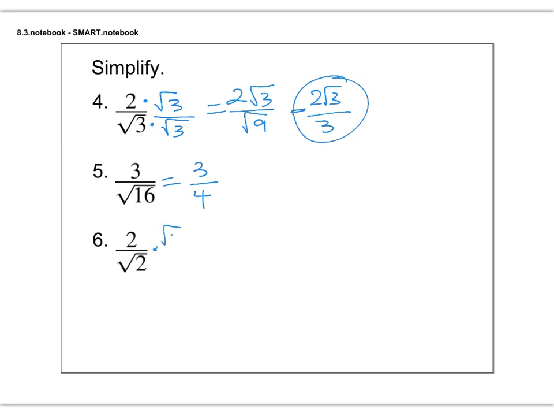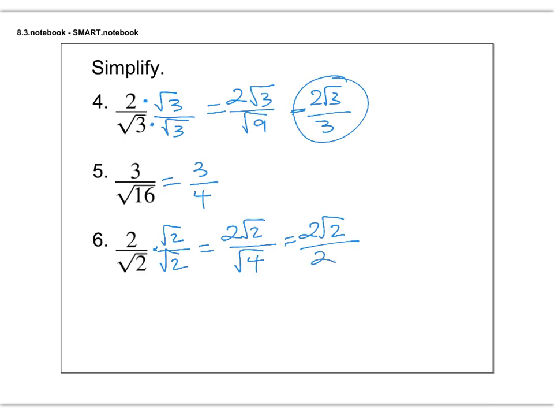We're going to multiply top and bottom by square root of 2 this time, because that's what's on the bottom of this fraction. And so we're going to wind up with 2 square root 2 over square root 4. But the square root of 4 is 2. But then look what happens here.